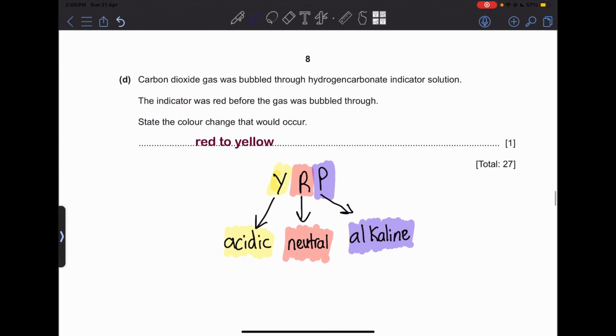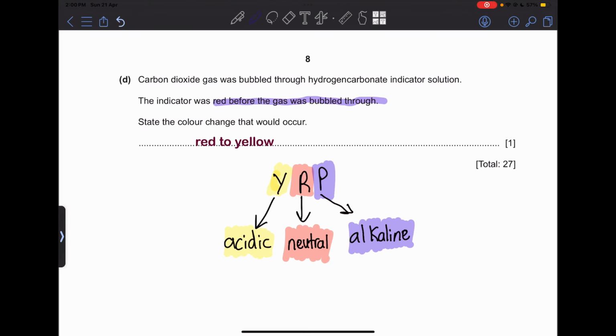D says carbon dioxide gas was bubbled through hydrogen carbonate indicator solution. The indicator was red before the gas was bubbled through. State the color change that would occur. It's going to be from red to yellow because they indicated in the question that it was red before the gas was bubbled through.